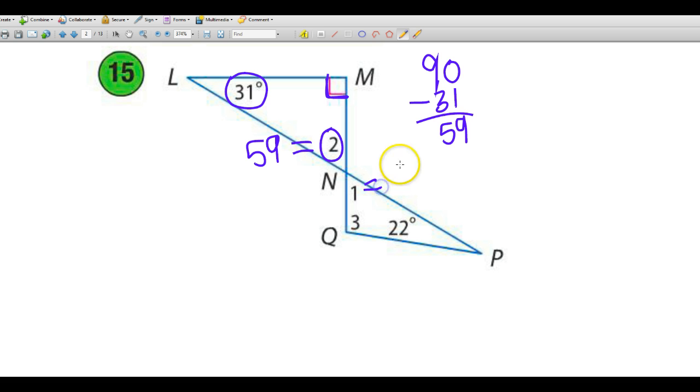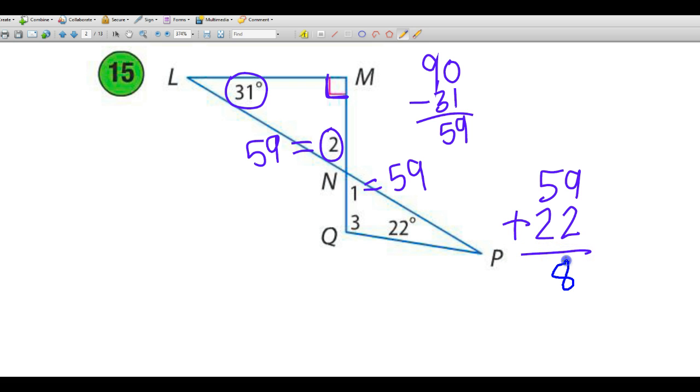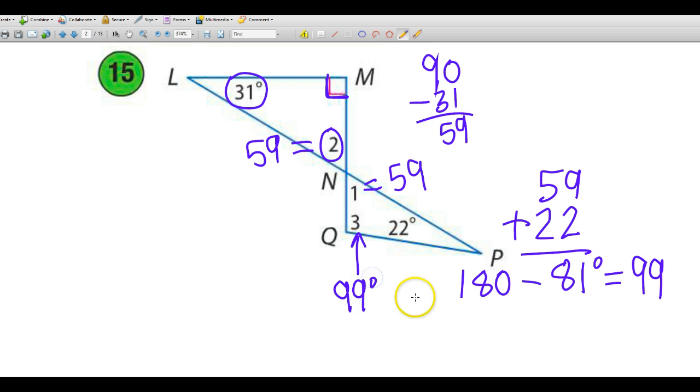Therefore, the measure of angle 1 would be 59 because 2 and 1 are vertical angles. We have intersecting lines and they are non-adjacent. So they are vertical angles, which must always be congruent. And then we can add 59 and 22 and subtract that from 180 to get the measure of angle 3. So 59 plus 22 gives us 81 degrees, and 81 from 180 gives us 99. So the measure of angle 3 is 99 degrees.